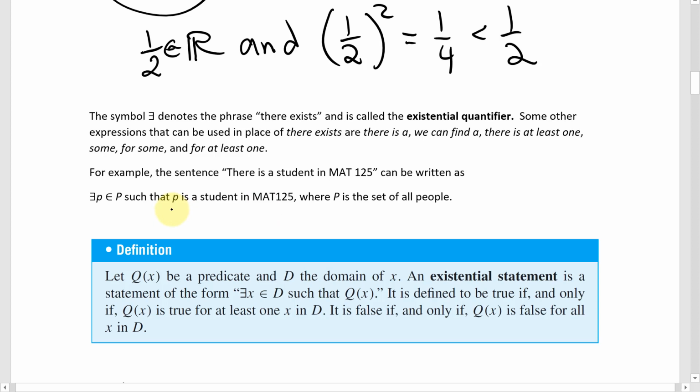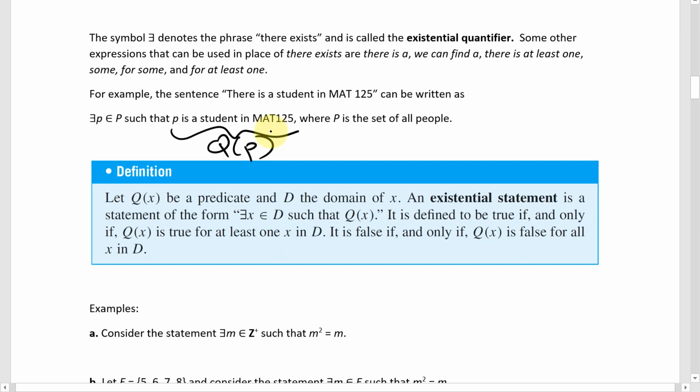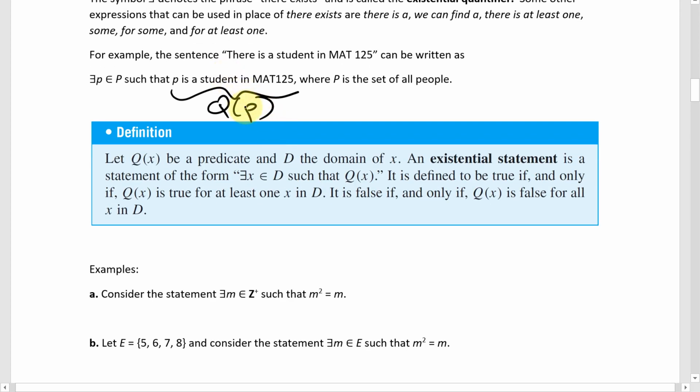You could say that right here we have some predicate on the variable P, and it's true because there is some student in the class 125. Hopefully still. Hopefully it will still be true at the end of the semester.